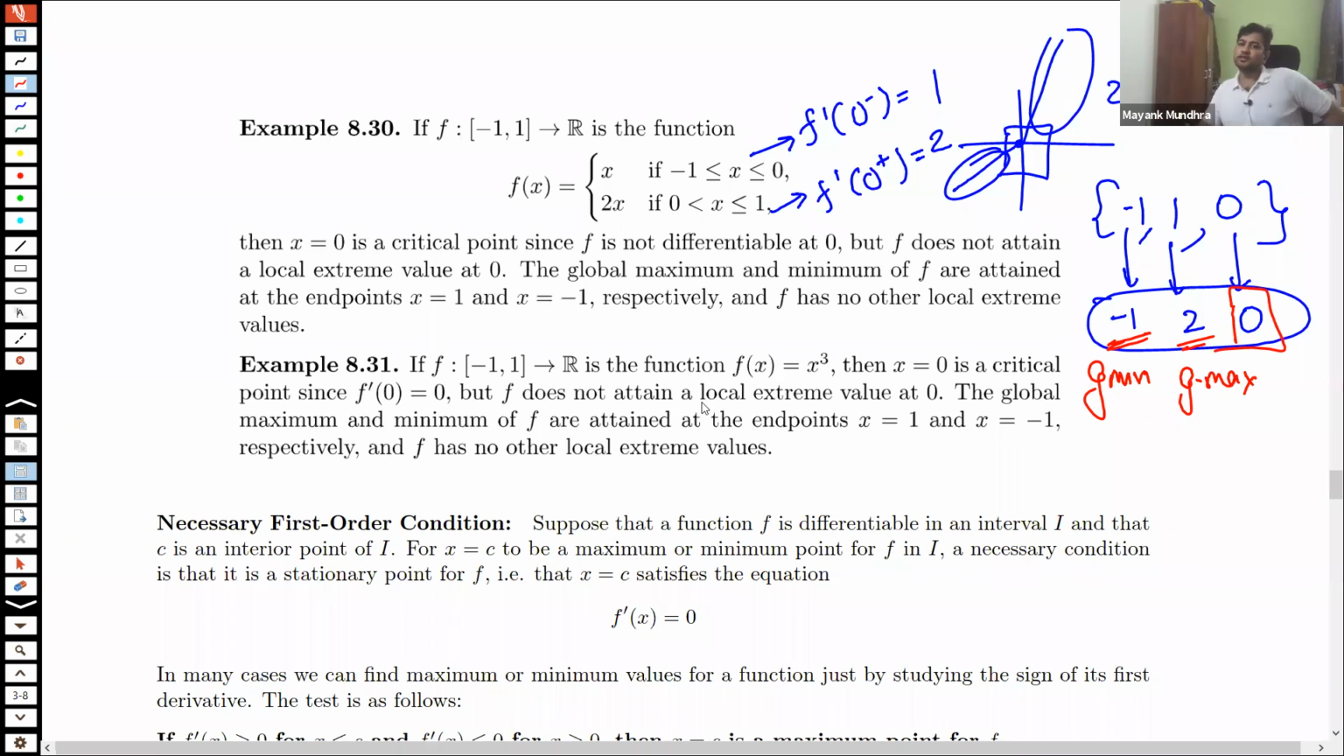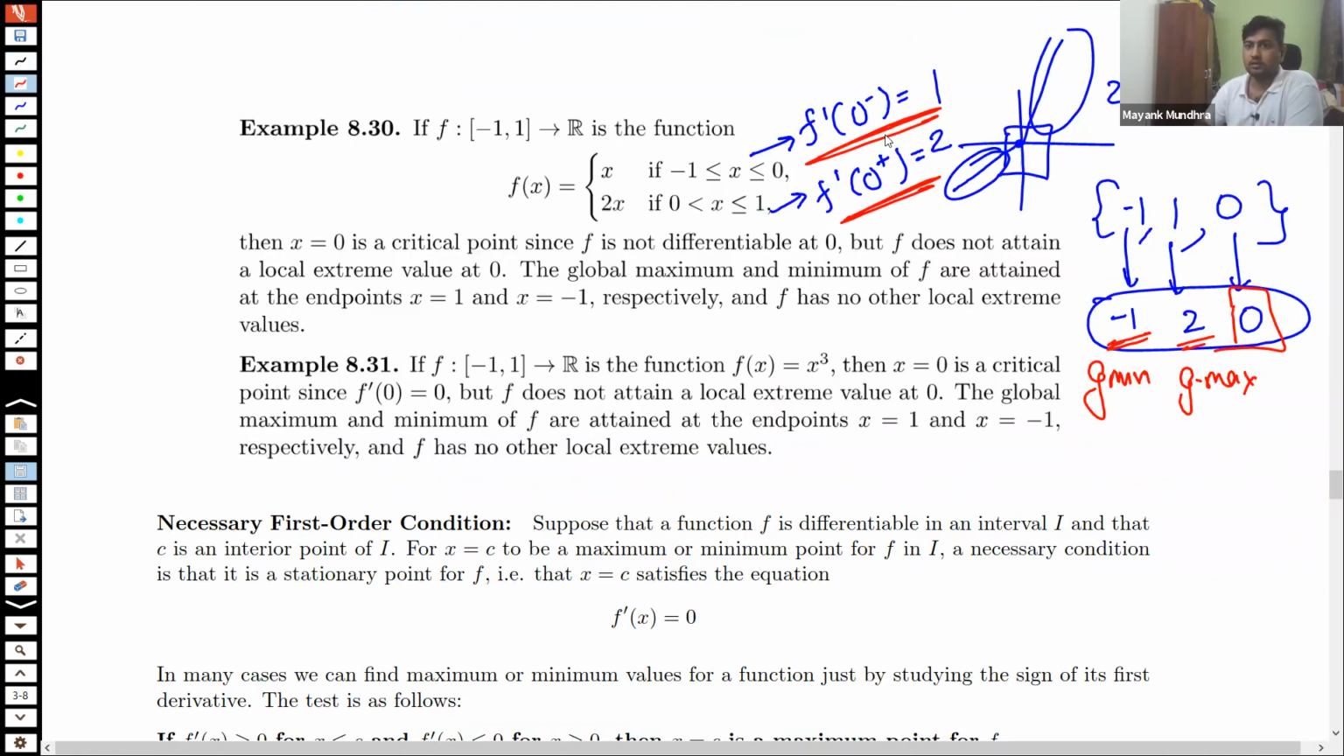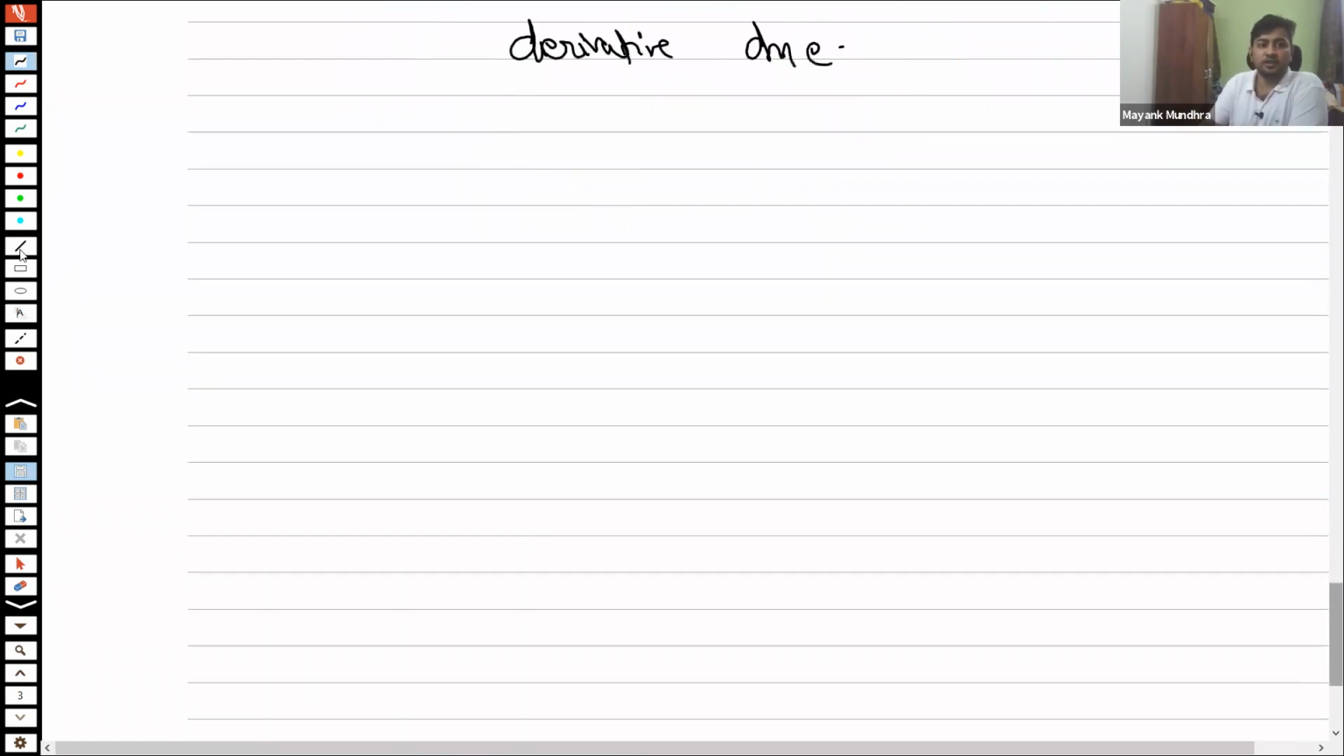So one best way is to look at the f prime values around 0. To the right of 0 the function is increasing, and to the left of 0 the function is also increasing. If it is increasing on both sides, it means that 0 can neither be a maxima nor a minimum, which is amply clear from the graph of this function. If you look at the graph of this function, it will look like this.